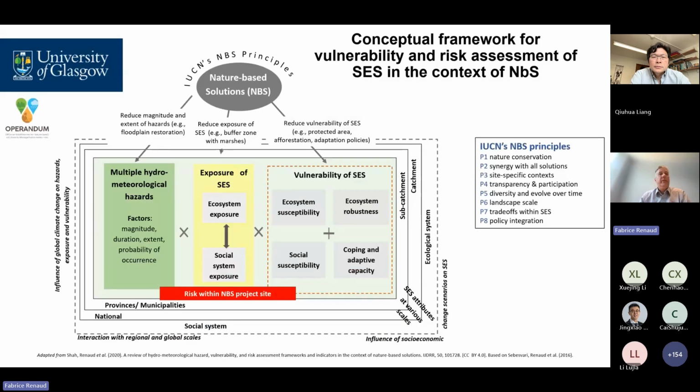I'll accelerate a little bit here, but the next evolution was not just adding indicators to the frameworks, but to understand how nature-based solutions really affected the dimensions of risk. So whether it's the reduction in magnitude of the hazards, for example, of floods, reducing the exposure of the systems to these hazards, or reducing specific components of vulnerability.